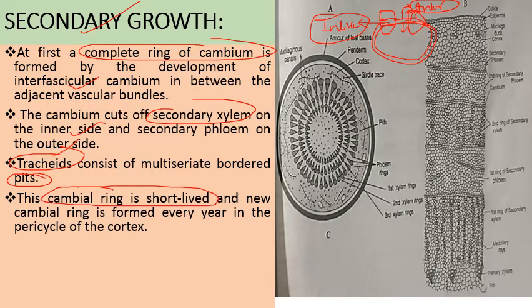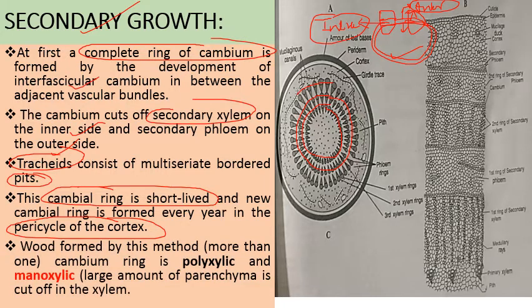The cambium ring that forms is short-lived, and a new cambium ring is formed every year in the pericycle or cortex. So every year a new cambium ring forms. Due to the presence of these successive cambium rings, the vascular bundles form alternate rings, and that condition is known as polyxylic condition. So wood formed by this method, having more than 1 cambium ring, is polyxylic, and then there is the monoxylic condition.